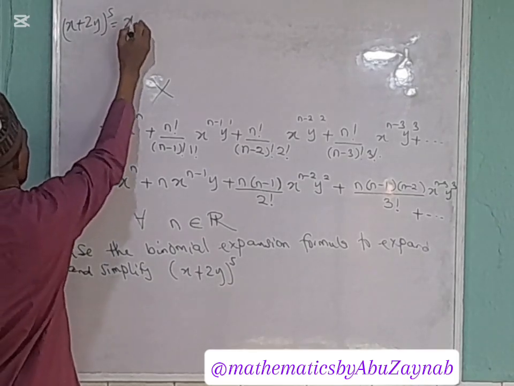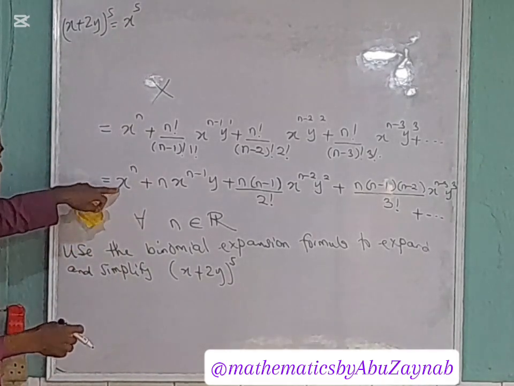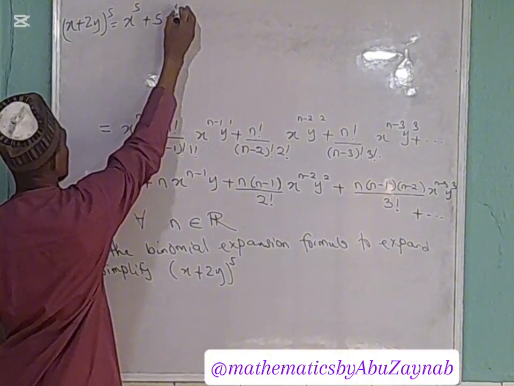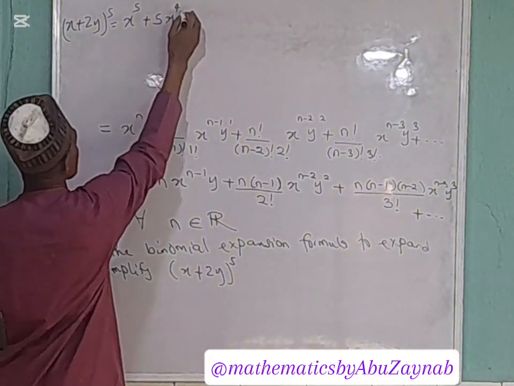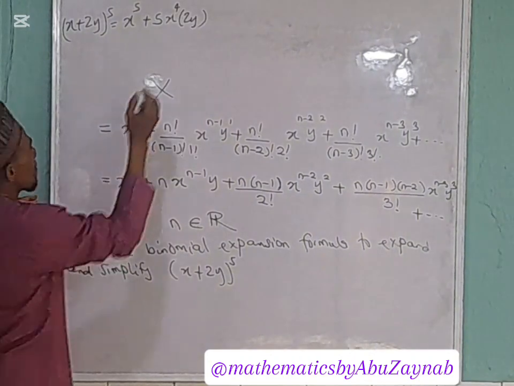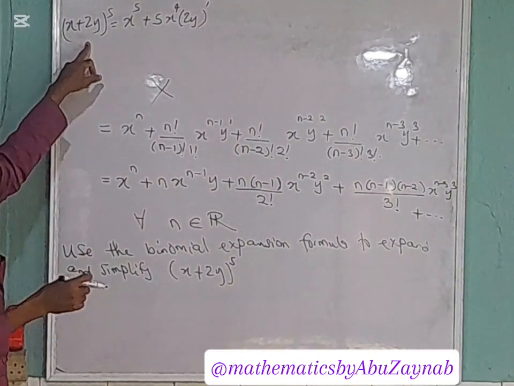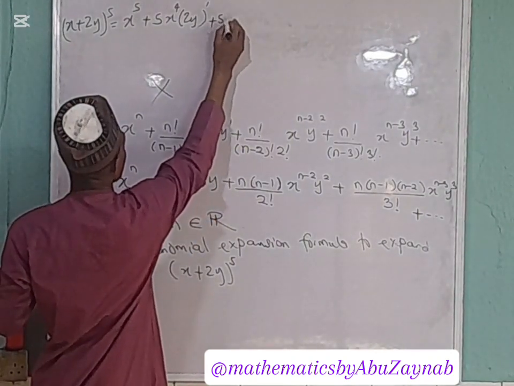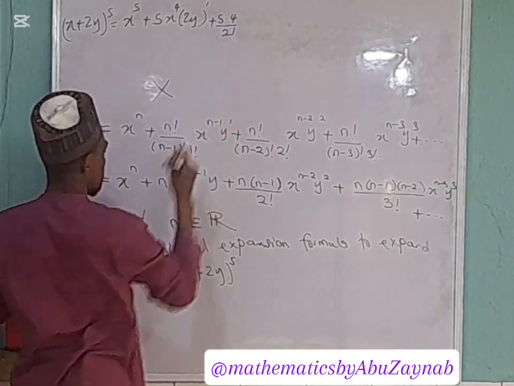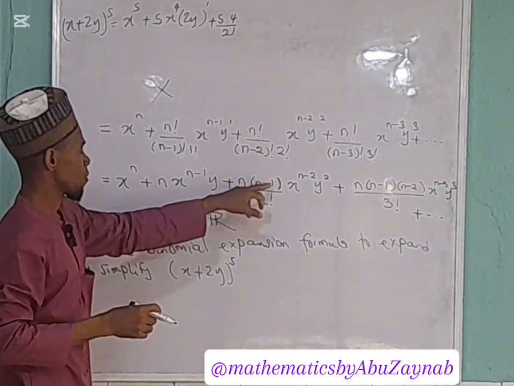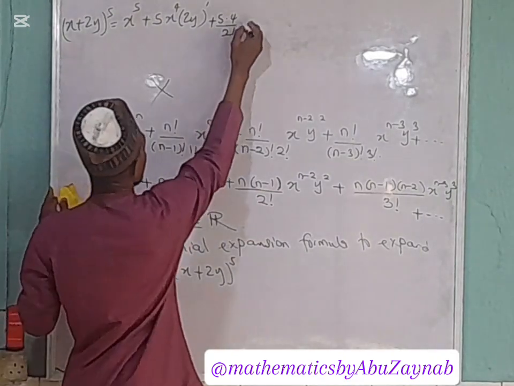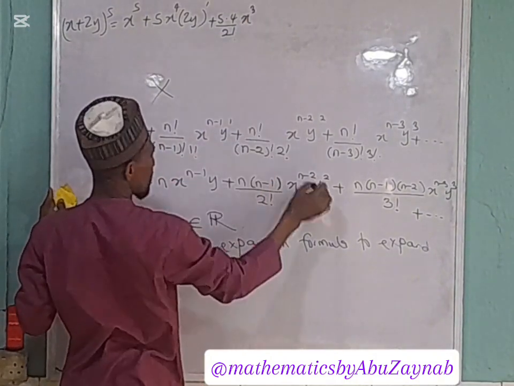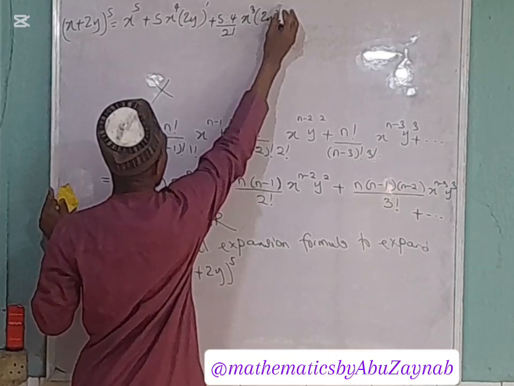So we go x power 5, using this x power 5 right away, then plus 5 x power 4 and then 2y power 1. Remember I said the 2y represents y. Then the next value will be plus 5 times 4 over 2 factorial. Look at that, n is 5, 5 minus 1, 4, over 2 factorial. Then again, x power 5 minus 2, 3. Then the y is actually 2y power 2.